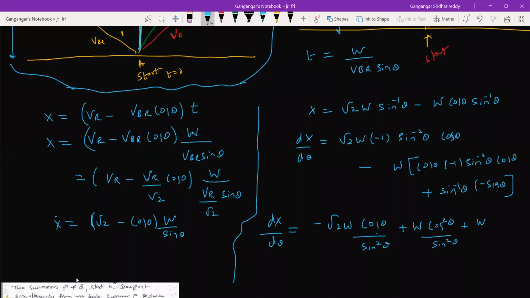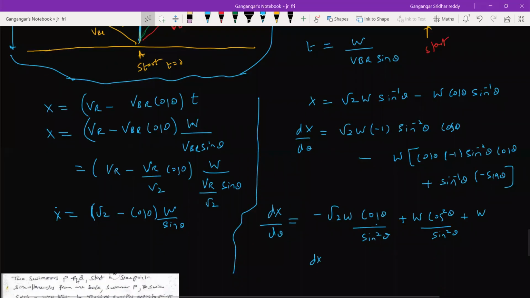I'll equate this one, dx by d theta, to 0 to get that minima. So W will get eliminated. So we have to get the equation for the basic condition. So dx by d theta, equate to 0. W will get eliminated. Then solve for theta. Anybody, value of theta? 45, sir. Theta is 45 degrees. That value of theta, substitute here, theta 45 degrees. Then solve for the minimum drift.